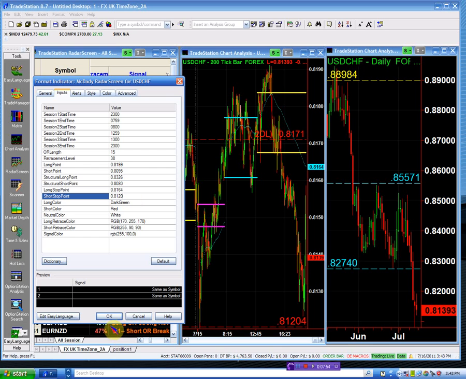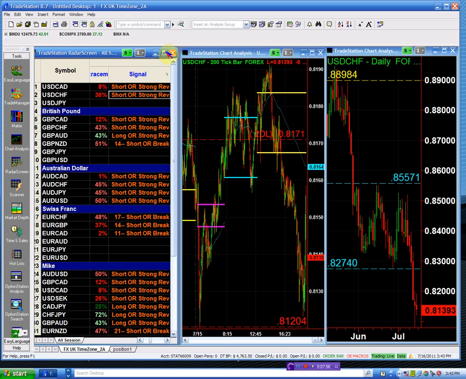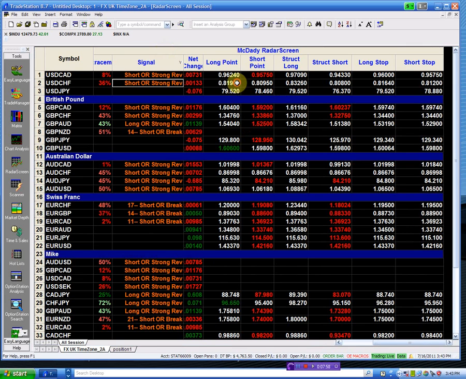Okay, so the dollar Swiss, we're going to be buying it above the 81.99, and if we do, then our structure long is 83.26, so we do have about 125 pips on that move. Our long stop is going to be the 81.64.